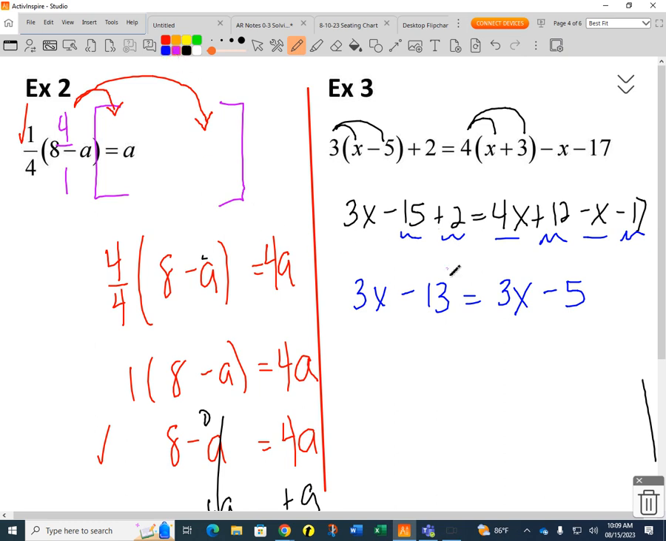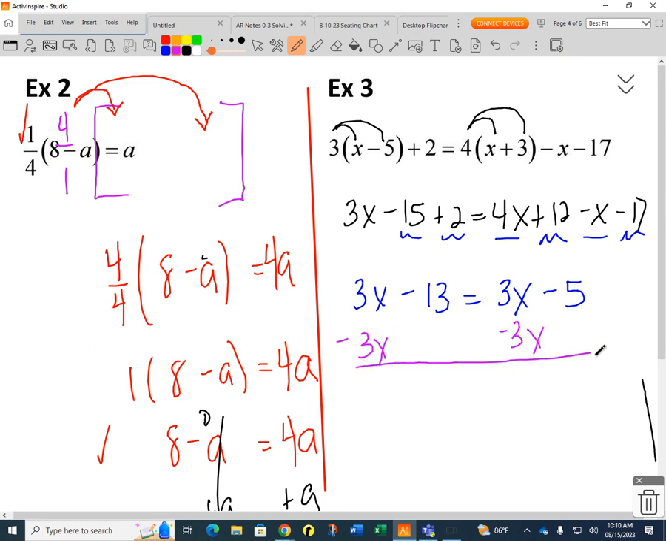So now I have nothing left to combine. Now I'm checking if I'm going by my general plan of action. Are there variables on both sides? Yes, there are. 3x and 3x. So we're typically looking for the smallest coefficient. If they're the same, you just subtract whatever they are from both sides.